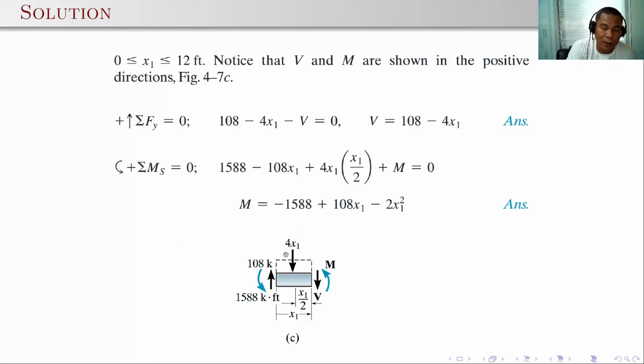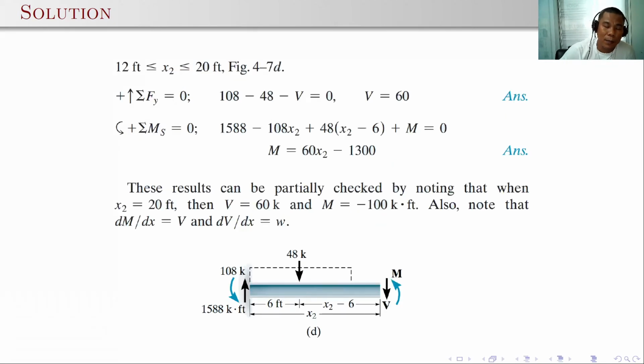For the first segment or the first region, you can apply summation of forces in y equal to 0. So that's 108 minus 4x1 minus V equal to 0. The shear function is 108 minus 4x1. Here, in particular, the loading slope is 0, so we add 1 degree for the shear, so that's why this is x1. So this is a linear equation. If we sum moments, we will be able to compute for the moment: M minus 1588 plus 108 x1 minus 2 x1 squared. Again, the degree will increase by 1, so that is why this is parabolic.